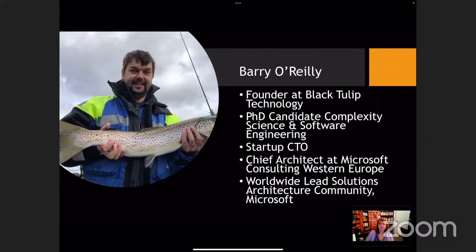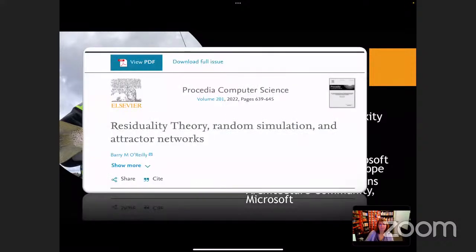I've had a previous life. I've worked at a large American company as chief architect, and also been globally responsible there for the development of the role of the solution architect. What does it mean to be a solution architect in this day and age? And the thing that we're going to talk about tonight is this paper, which was released earlier this year, Residuality Theory, Random Simulation and Attractor Networks, which really isn't as scary or as technical as it sounds. It's actually just a number of very simple ideas that help us to place the work of the software architect into the context of a modern interpretation of complexity science.